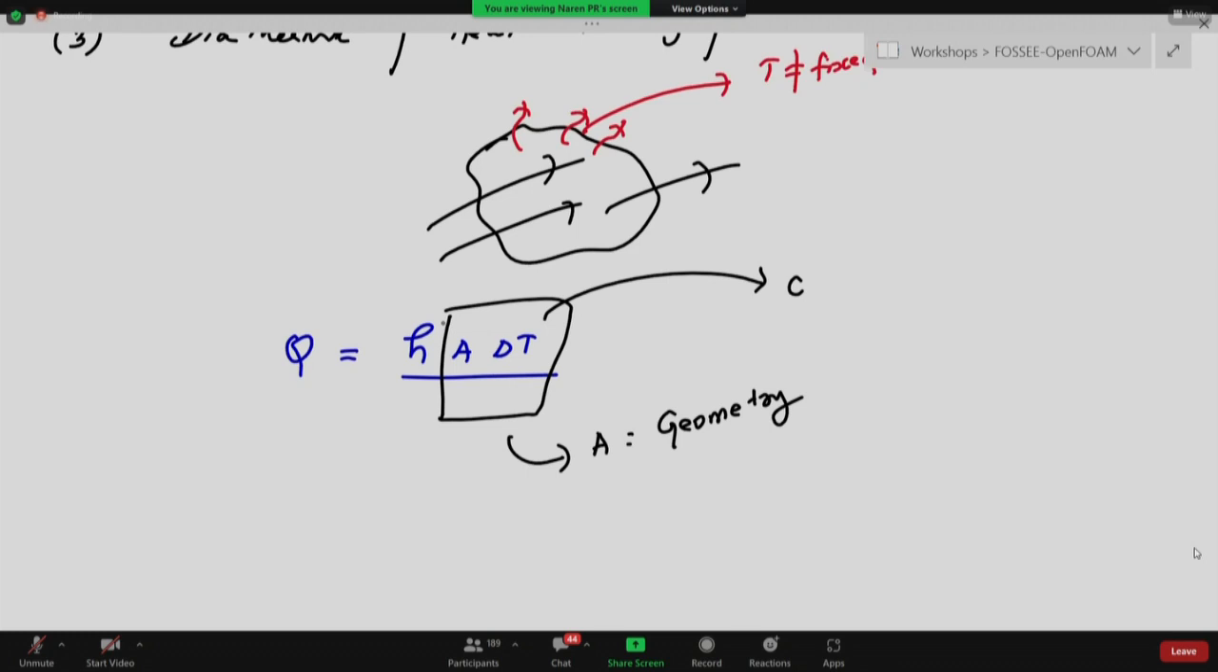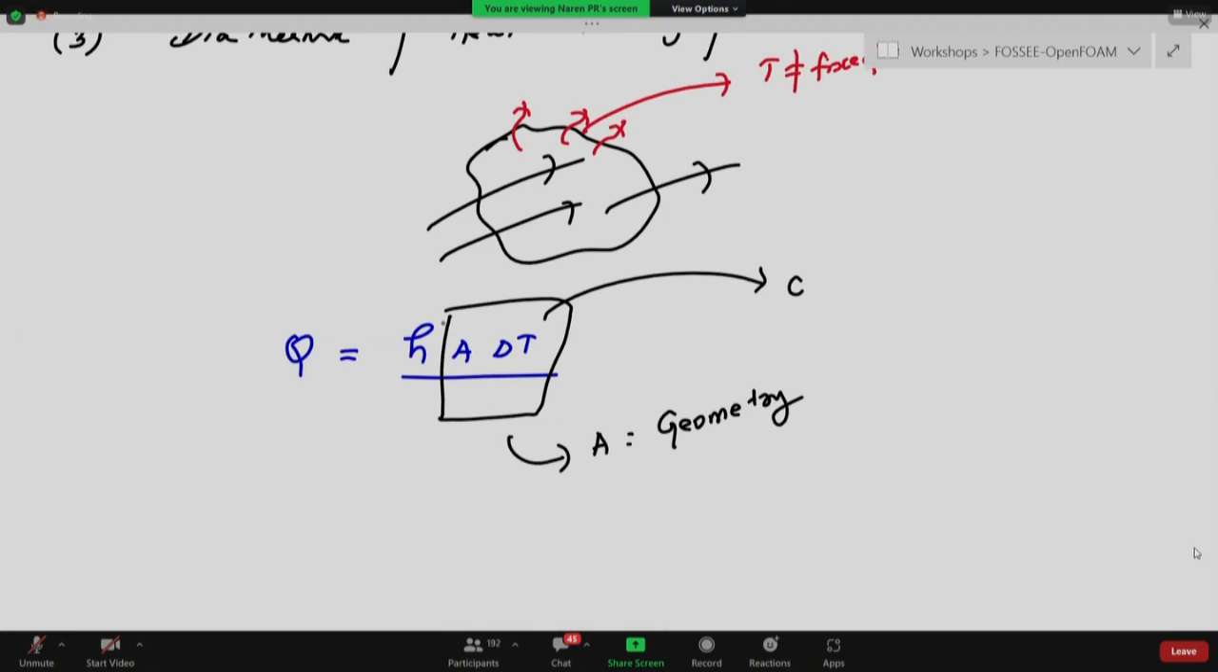essentially you have three boundary conditions: adiabatic, isothermal, and diathermic. In adiabatic, the heat flux or the gradient is specified as zero. In isothermal, the wall temperature has to be specified, whereas in a diathermic surface, or a surface with heat exchange, we have to actually specify the heat transfer coefficient.